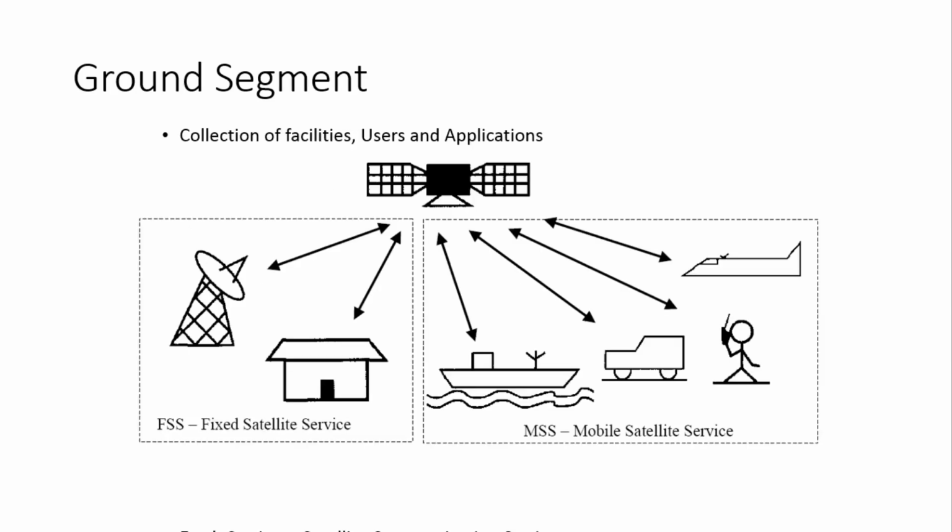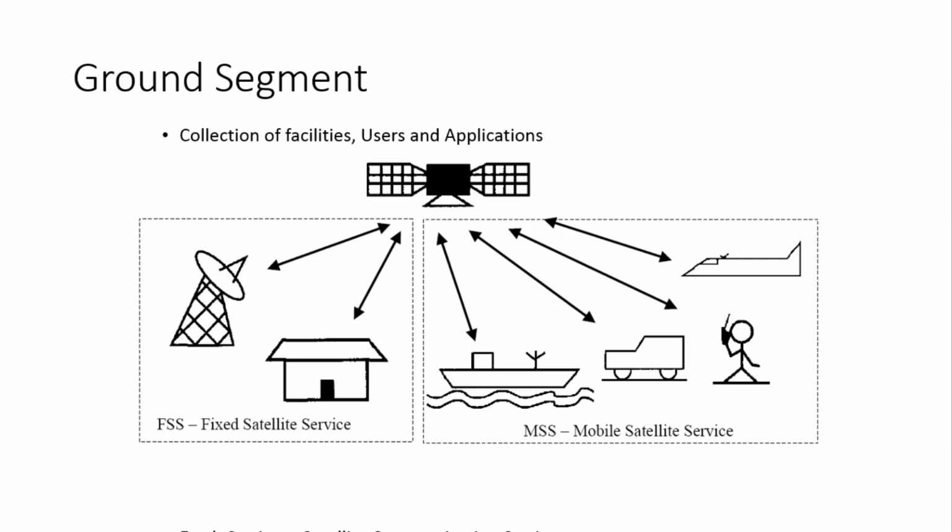Ground segment. Collection of facilities, users and applications. This one is the antenna through which two-way communication takes place between the antennas and the satellite. After that, the signal is given to the users present at home.